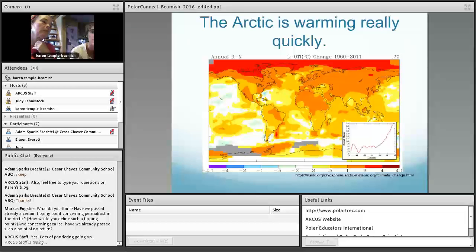I think there is consensus that continued carbon emissions will continue our warming trajectory. If we reduce our carbon emissions, we can slow the rate of warming. But the tipping points, yeah, that's a tough one.